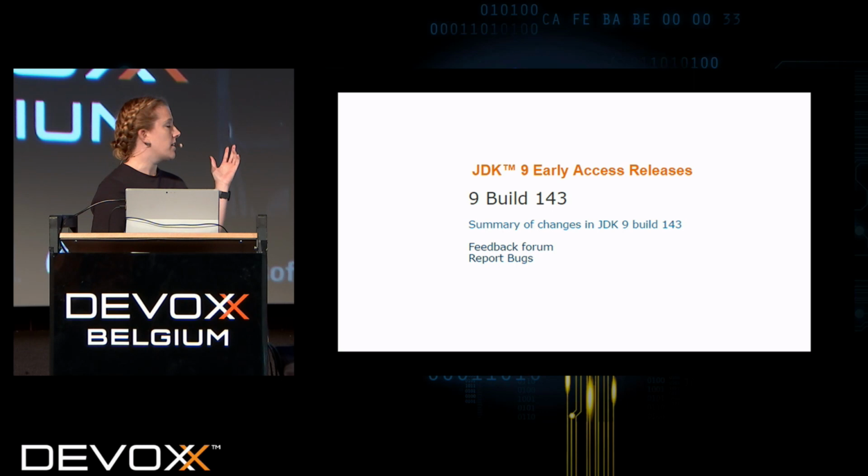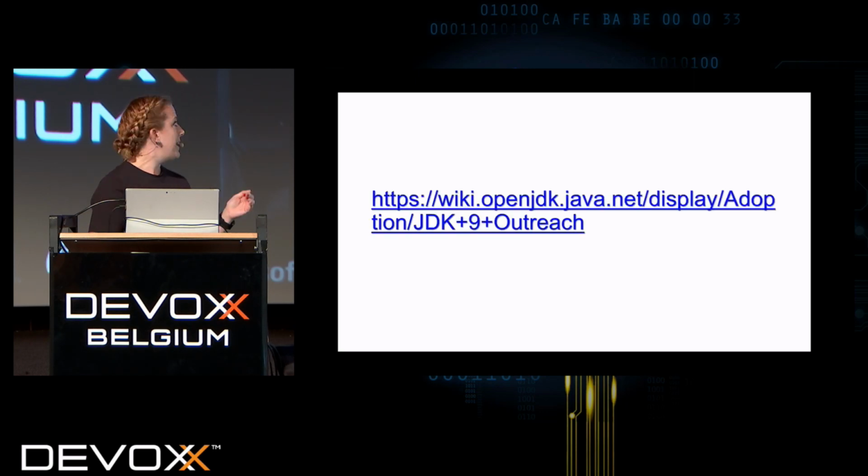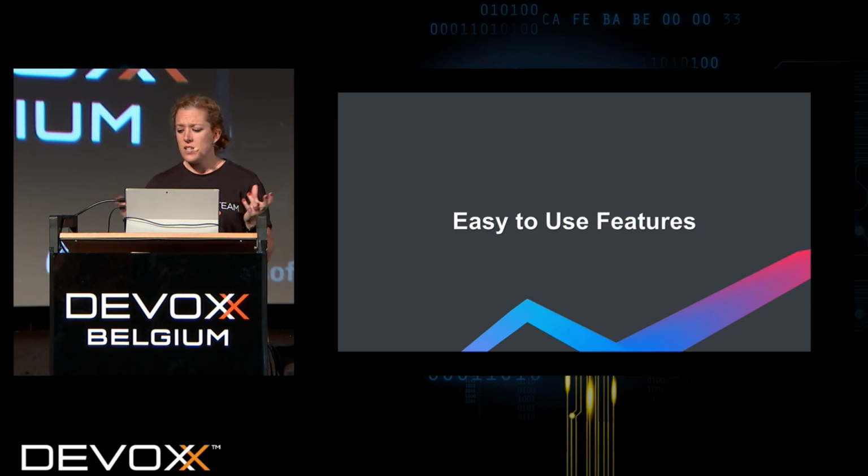There's loads of stuff like a feedback forum where you can ask for advice on, is this expected behavior? There's places to report bugs. There's a whole page about the migration, like what you might expect to see failing, what sorts of things you need to do to migrate your code, and so forth. All of these links will be available on a slide at the end of the presentation. OK, so that's fine. We can compile against Java 9. That's a good start.